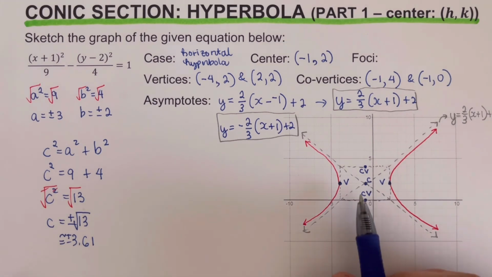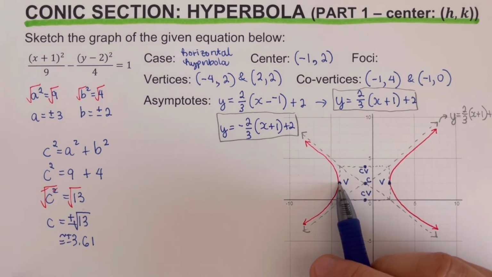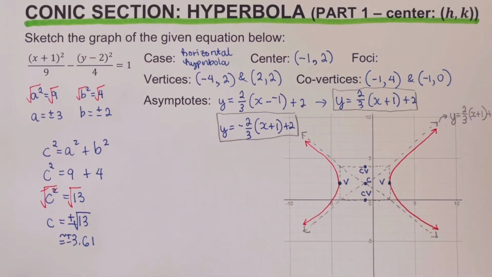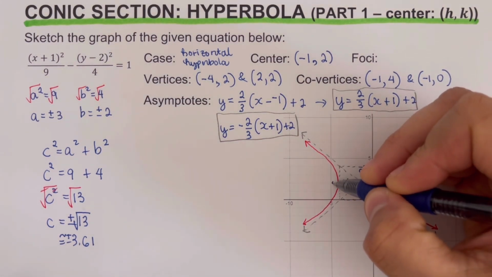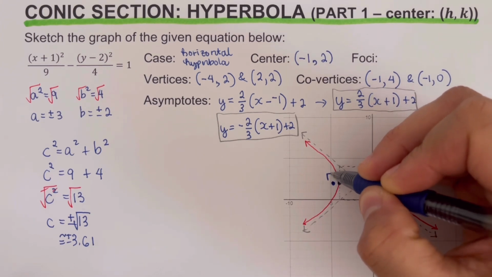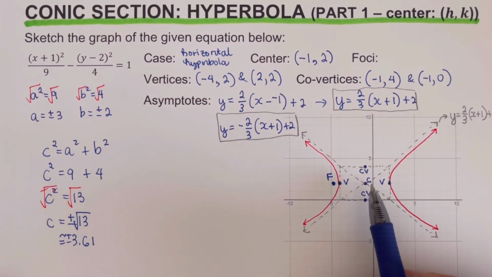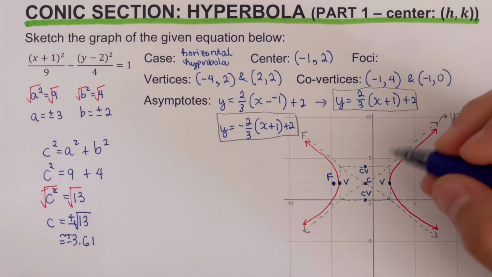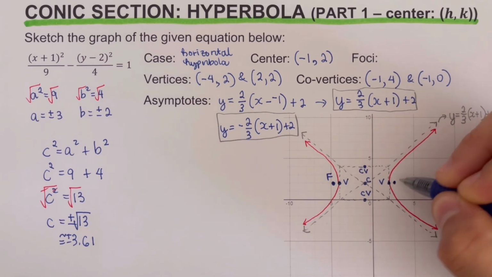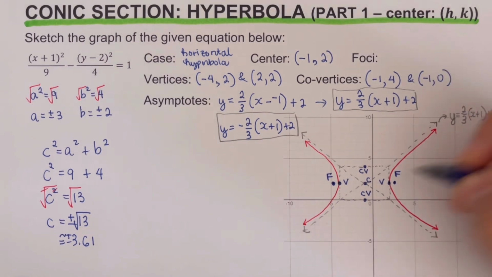So I'm going to go ahead and count 1, 2, 3.61. That should be somewhere here. This is the fourth one. So that's located somewhere around here. So this is our first focus. And the other focus would also be 3.61 units from the center. That's 1, 2, 3.61. That should be somewhere around here. So this is the other focus.